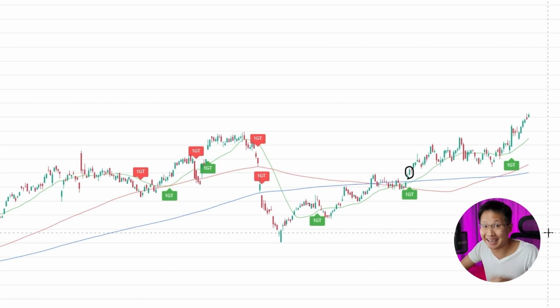So step 6 will be volume. Step 7 will be this thing called candlesticks. Most people actually make the mistake of focusing on candlesticks first, and I think that would be one of the biggest mistakes.